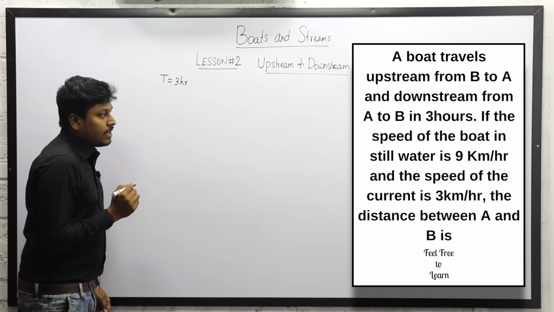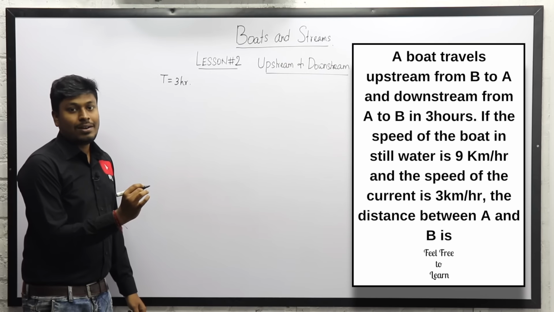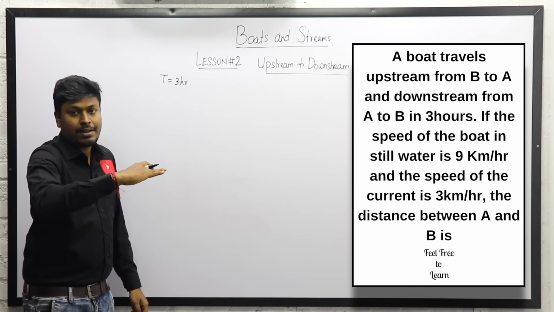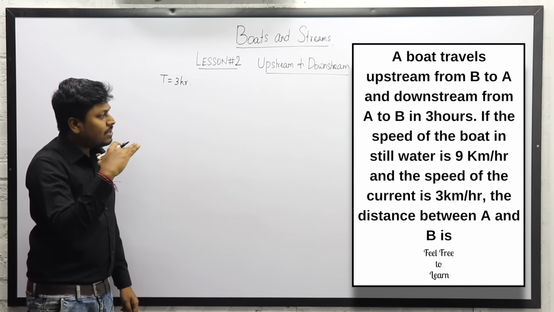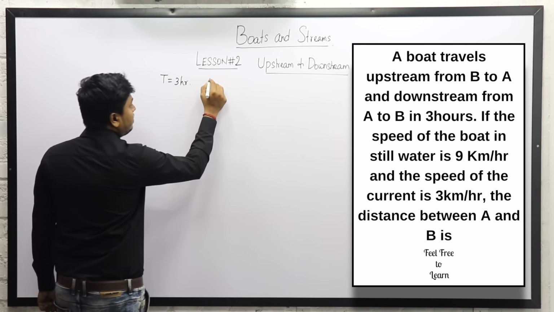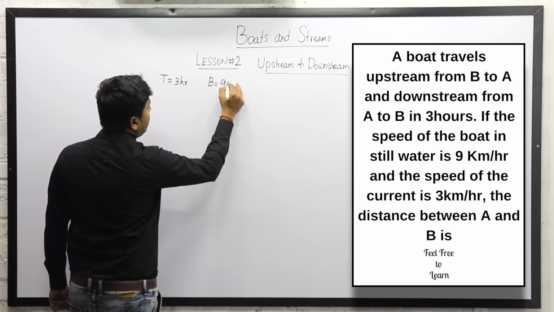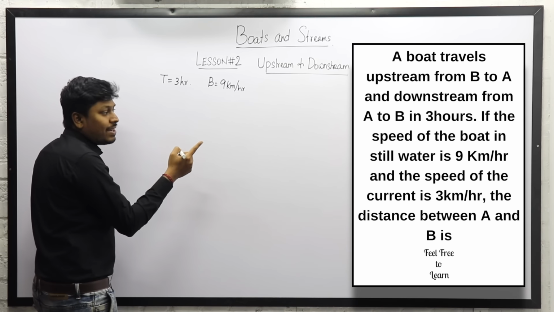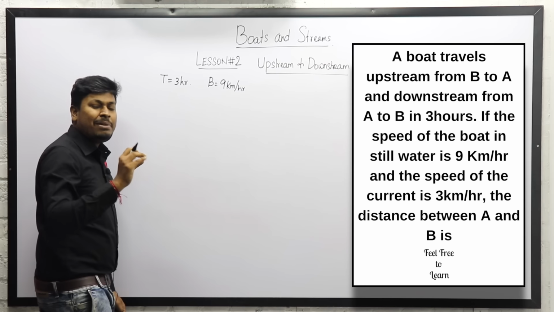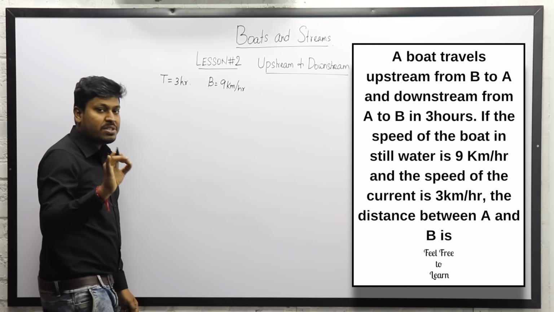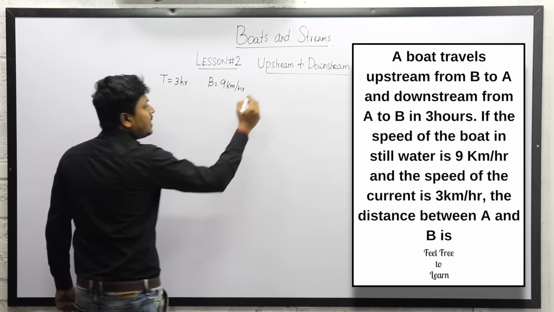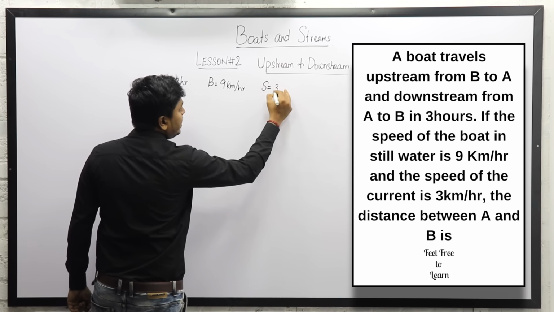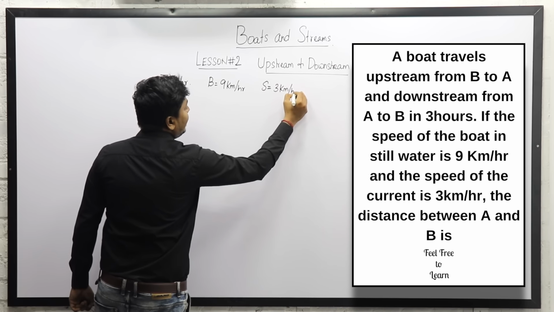And the second thing, the speed of the boat in still water, which means actually the boat speed, right? That boat speed will be 9 km per hour. As well, you can see the speed of the current. What is the meaning of speed of the current? Speed of the current means speed of the stream, right? So speed of the stream is given, that is 3 km per hour. So all these data are given.